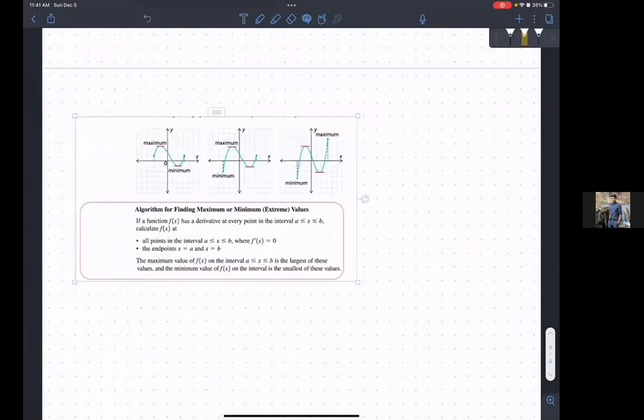Okay, so here we have an algorithm for finding maximum or min extreme values. If a function has a derivative at every point in the interval, let's say this is our function, we know if we take the derivative and set it equal to zero, the derivative is slope, right? Whenever we take a derivative of a function, we're finding the slope at different points. And when the derivative is zero, we have a max or min, because the tangent at a max or min point is zero. So whenever we take a derivative of a function, set it equal to zero, and figure out when it equals zero, that will give us at what point the max and min occur.